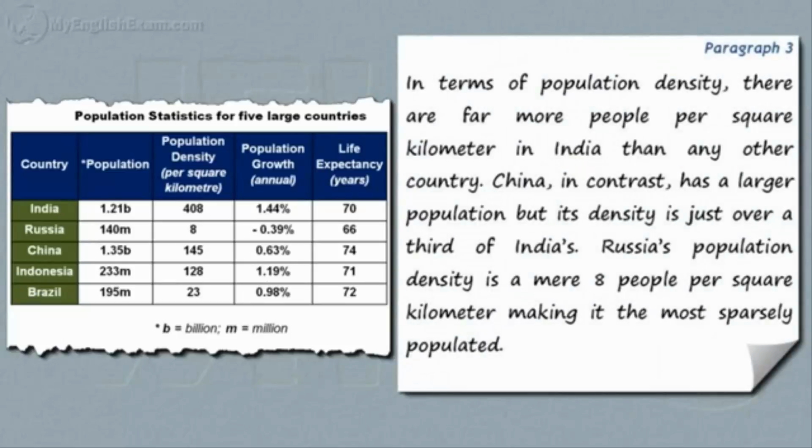In terms of population density, there are far more people per square kilometre in India than any other country. China, in contrast, has a larger population, but its density is just over 1/3 of India's. Russia's population density is a mere 8 people per square kilometre, making it the most sparsely populated.